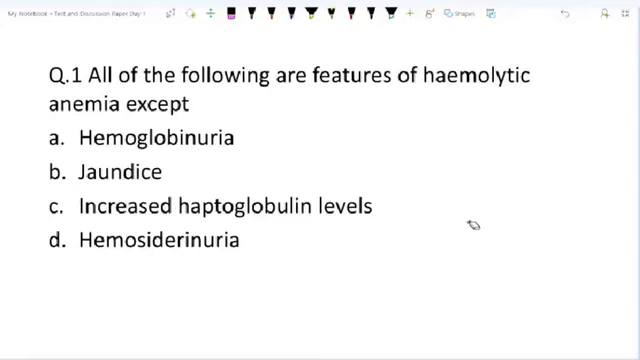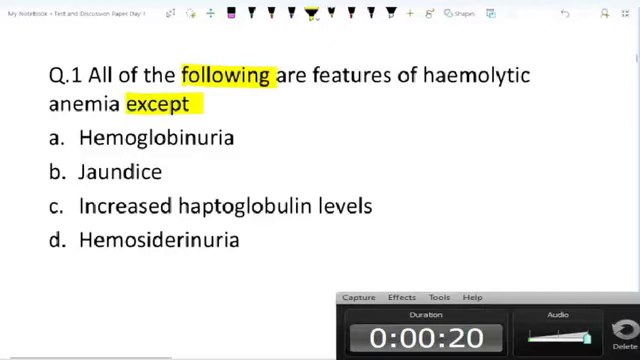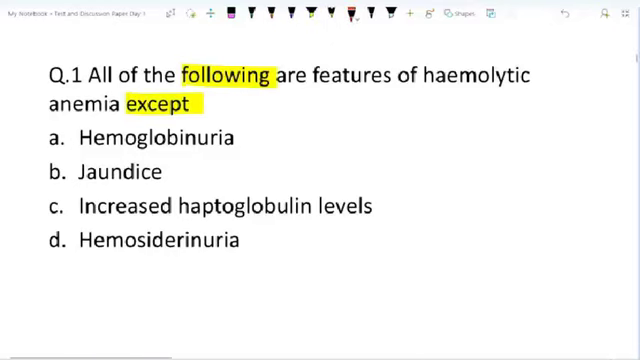The first question: all of the following are features of hemolytic anemia except. So they're asking which is not a feature of hemolytic anemia. Hemoglobinuria, jaundice and hemosideruria, these are pretty much direct questions where it's asking you what changes you will see in the blood, in the peripheral blood and in the serum.